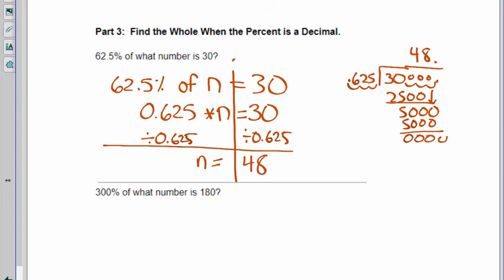For the next part, I want you to try it. I want to know what 300% of what is 180. 300% of what is 180. You could do this with equivalent ratios like we did in part 1 and 2, or you could set it up using the words and what they mean like I did in the example above. Give it a try, and we'll talk about it in class.